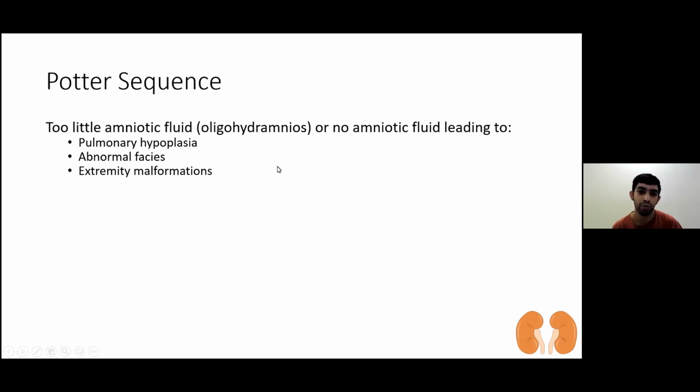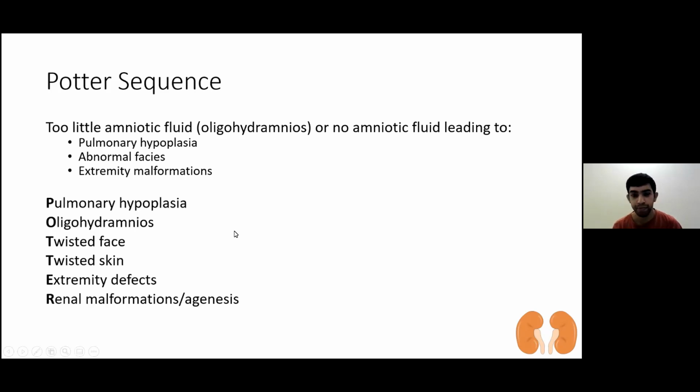And in that case, we call it Potter sequence, because the disease process, the pathophysiological sequence is the same and it results in the same output. But Potter syndrome typically tends to refer to renal agenesis, so no kidneys whatsoever.